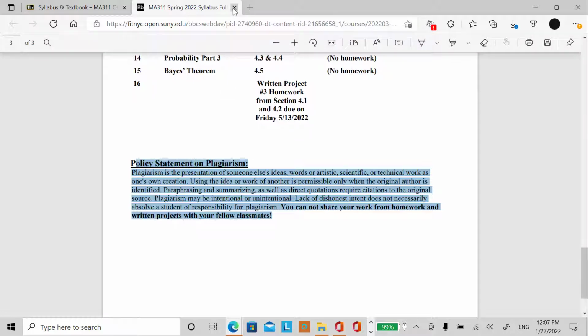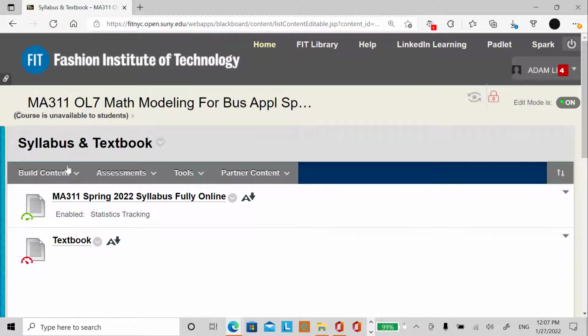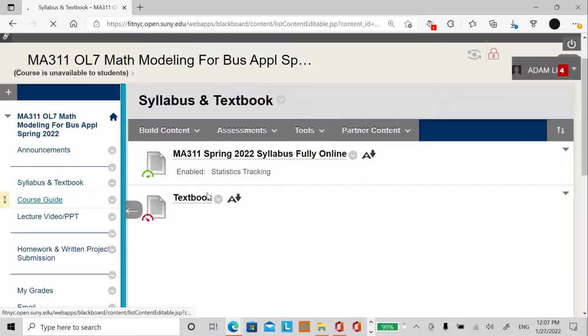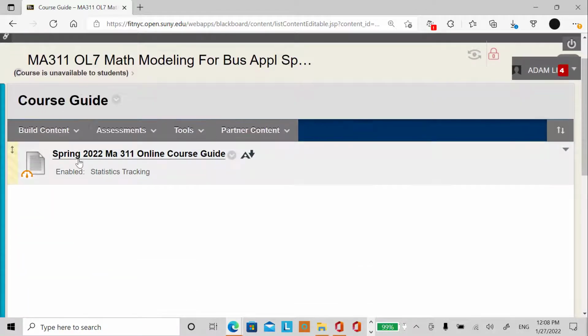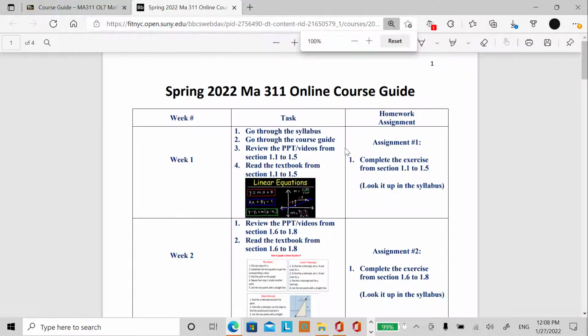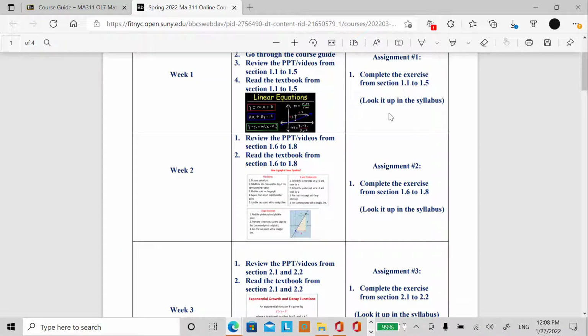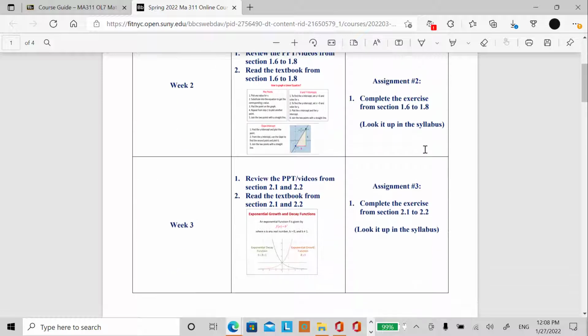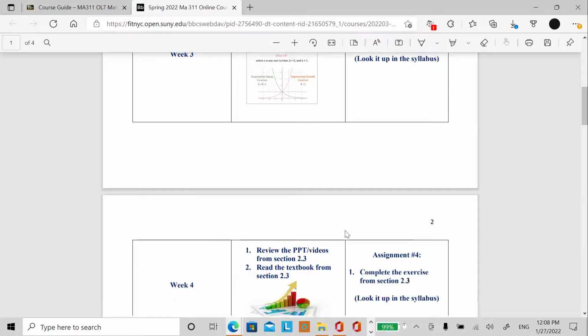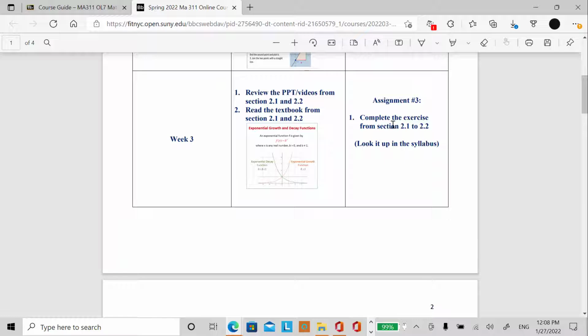So this is the syllabus, and also the course guide. I also created a course guide or course schedule. If you open it, you're going to see that on week 1, you're going to go through the syllabus, go to the course guide, review the PowerPoint videos from section 1.1 to 1.5, and read the textbook from 1.1 to 1.5. You also have the assignment to complete exercises from section 1.1 to 1.5. You can look it up in the syllabus. All right, and then let me show you where to find the exercises.